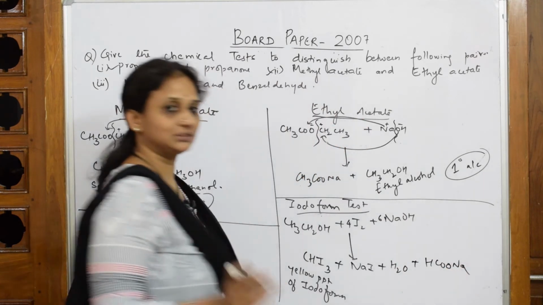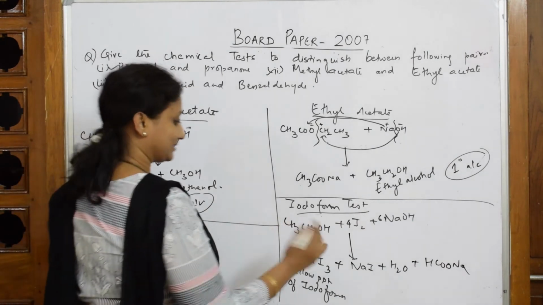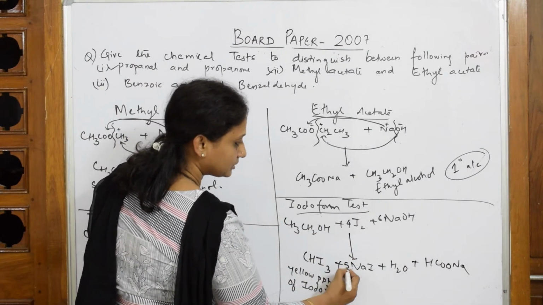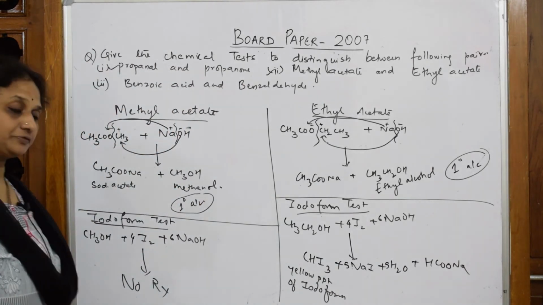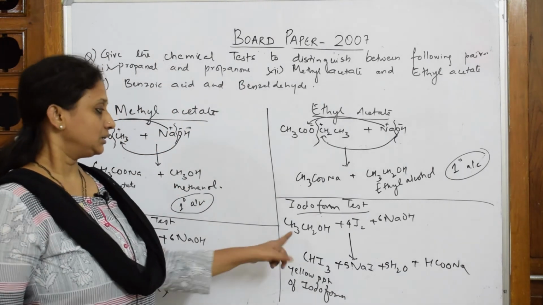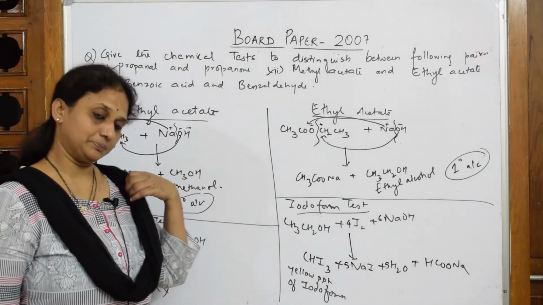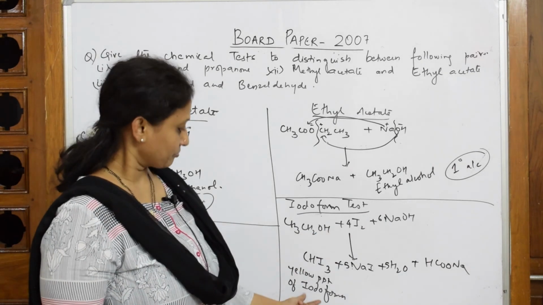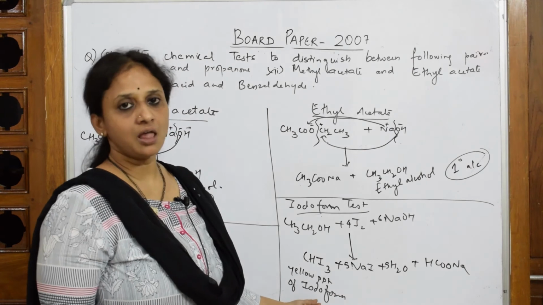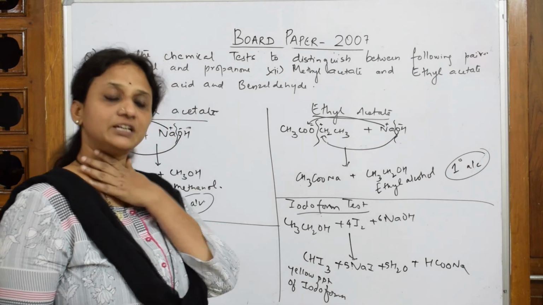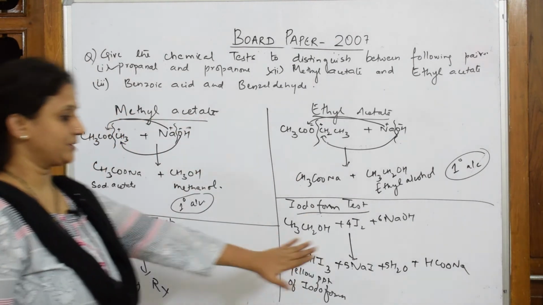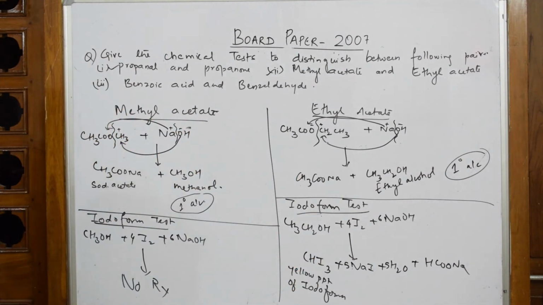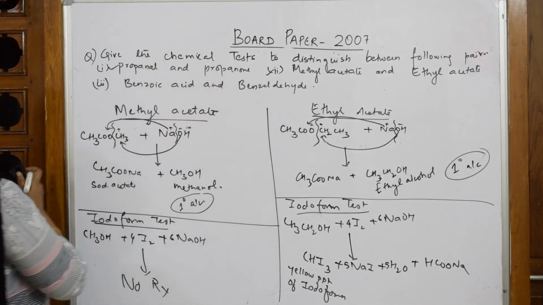And you have sodium formate formed. This is already done in the reaction. Please practice it. So what are you finding? Because of the primary alcohol which shows the iodoform test, the final product is iodoform. This just differentiates between methyl acetate and ethyl acetate. I'm done with this. Let us do the next reaction.